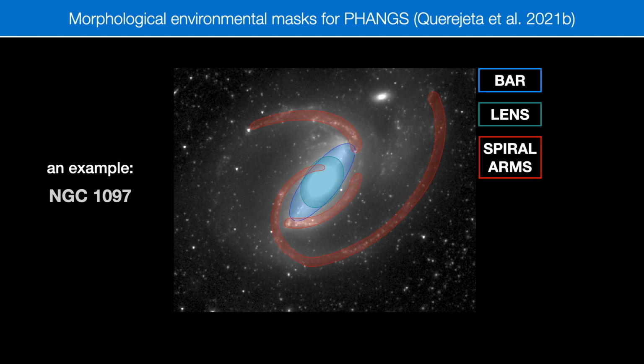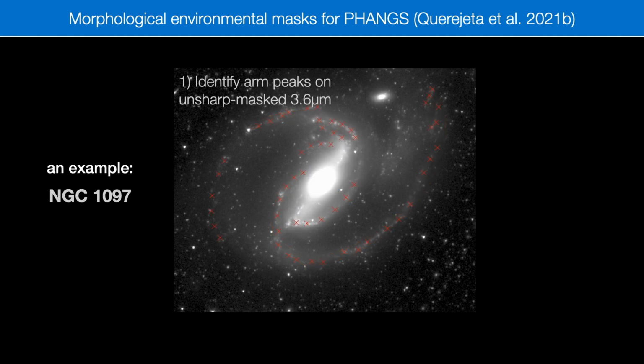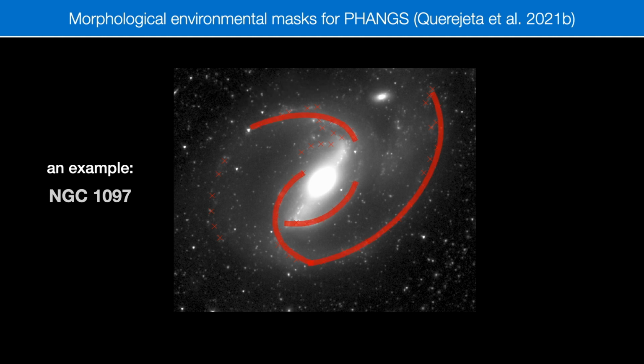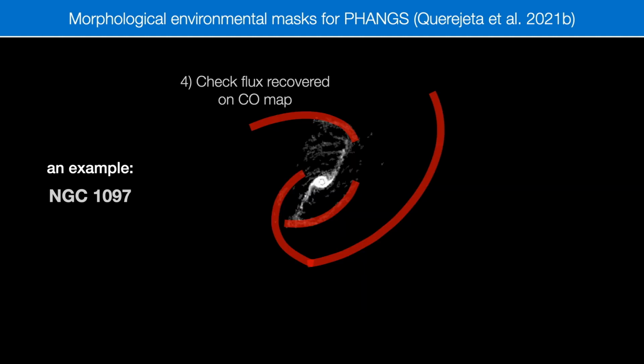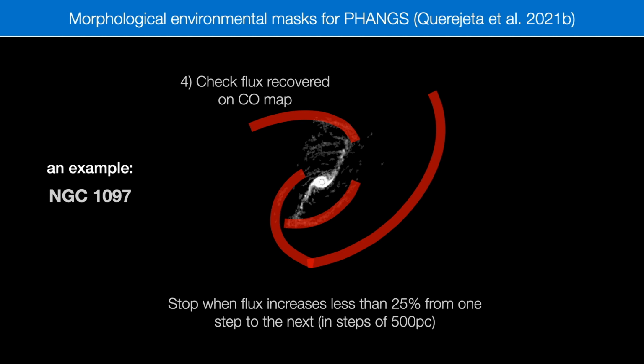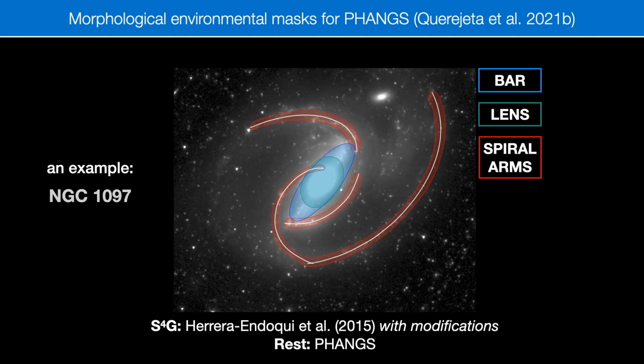For spiral arms, we started identifying strong peaks on an unsharp masked version of the near-infrared image, which enhances the brightness contrast associated with spirals. These spiral segments have then been fitted in polar coordinates as logarithmic spirals. Then these segments are dilated and assigned a width following an empirical criterion based on the recovery of CO flux. Like this, we have our final spiral mask.